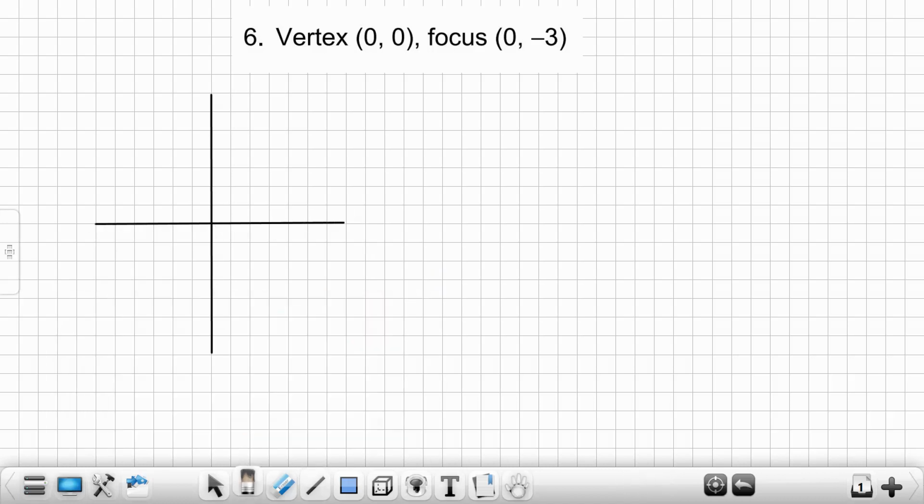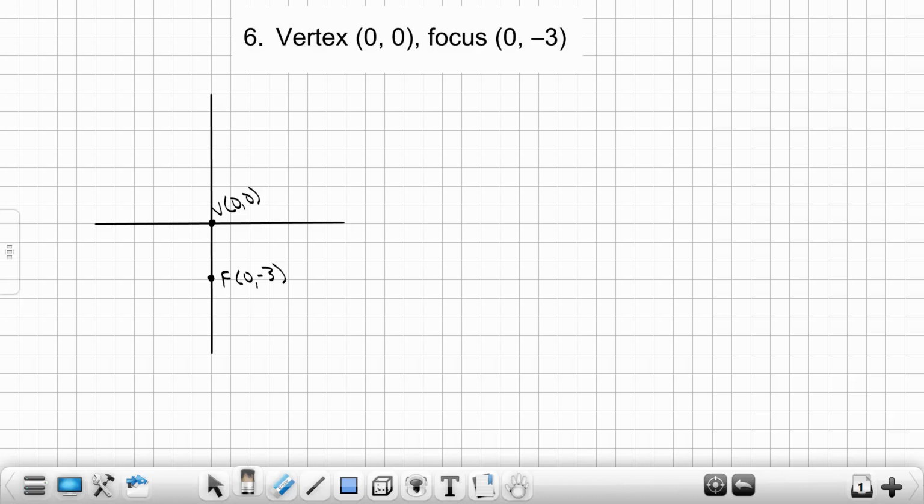So, the vertex is 0, 0. The focus is 0, negative 3. So here's the vertex. Here's the focus. Which way does this parabola face? Faces down. Okay, it is a vertical parabola, and it faces downward. Because remember, the focus has to be inside the parabola. So it's going to face downward. It eats the focus, if we were to use elementary type descriptions.